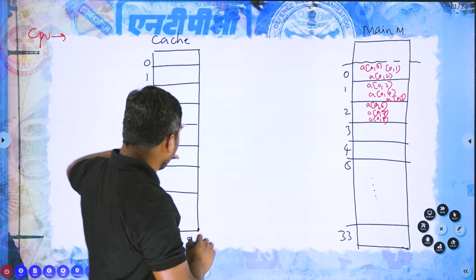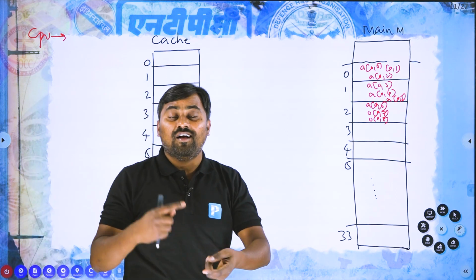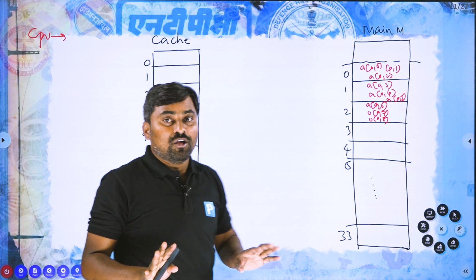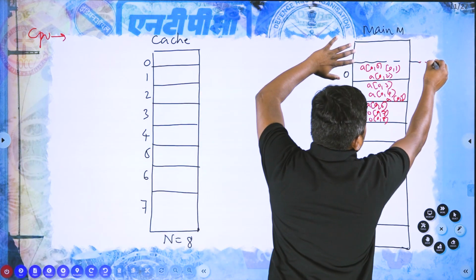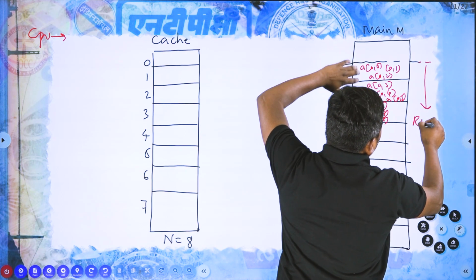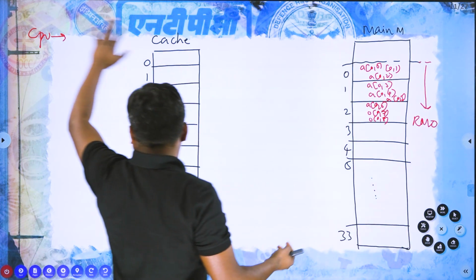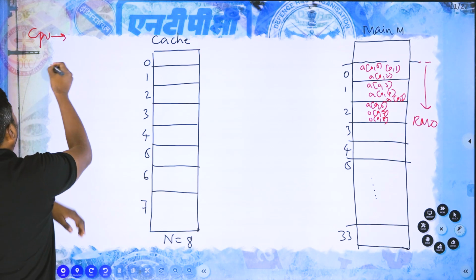We need to understand that initially the cache is empty. Now what is the question here? How many hits and how many misses only? So the way you understand, first I loaded my program in main memory, from some address onwards. In which order? Row major order I stored here. So now the CPU started executing the first instruction.